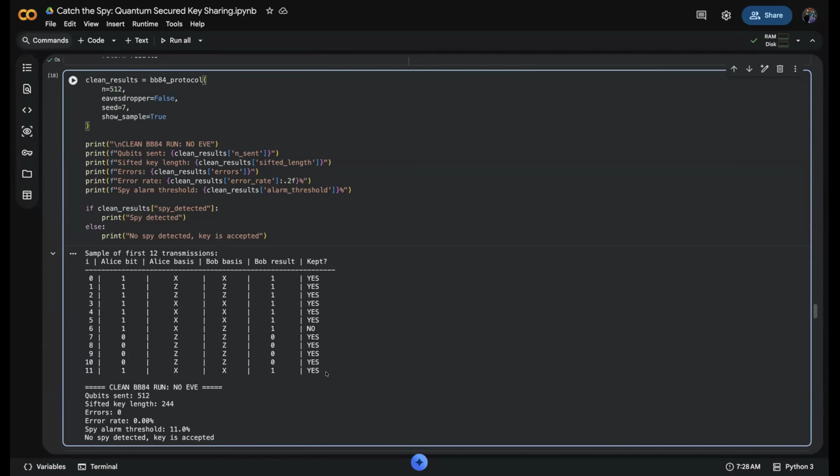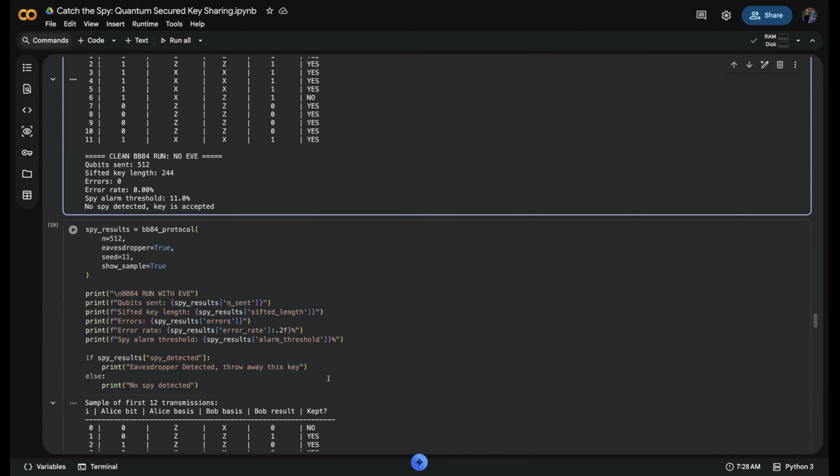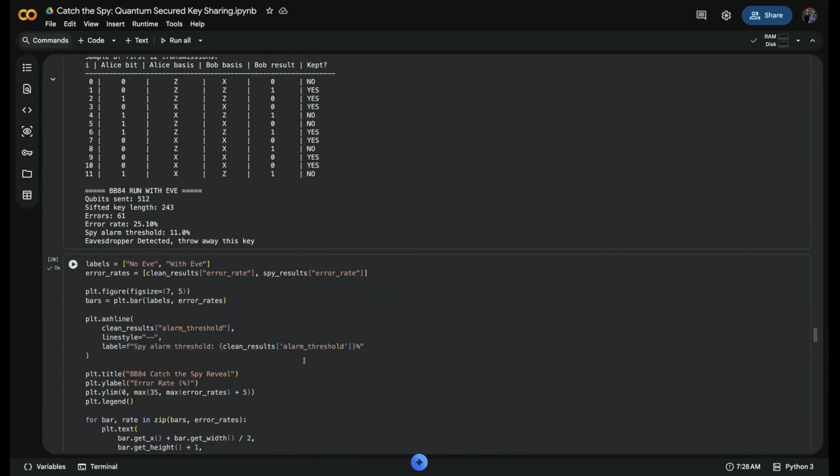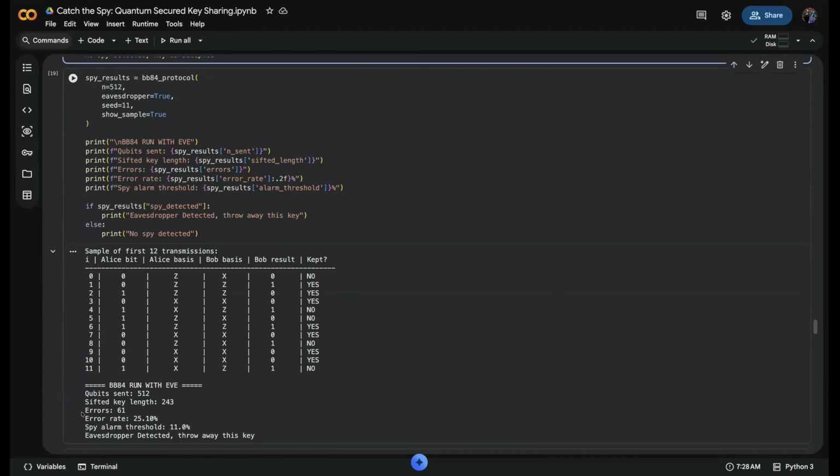We could see that whenever Bob received the qubit originally and they compared it publicly, there was not much difference. There was no difference at all. This means there was no eavesdropper in that case. But when I ran with an eavesdropper, you could see the error rate was 25%.